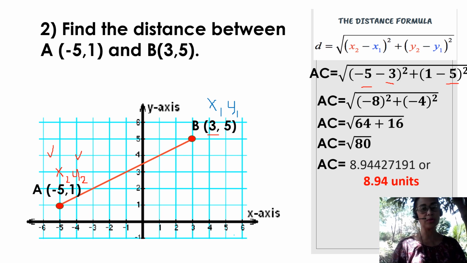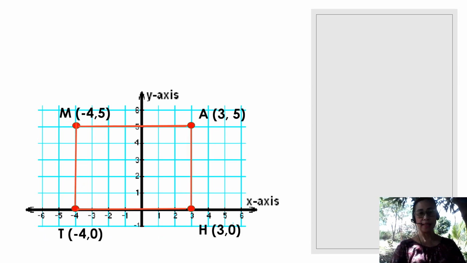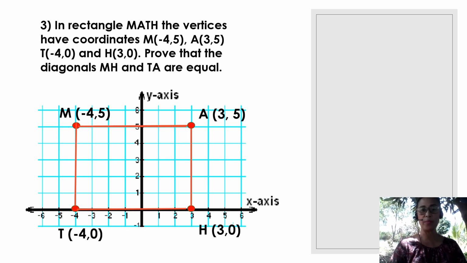Now let us move on to the last example. The last example is actually proving a geometric property about the diagonals of a rectangle, which states that the diagonals of a rectangle are always congruent. So number 3: in rectangle MATH, the vertices have coordinates M(-4, 5), A(3, 5), T(-4, 0), and H(3, 0). Prove that the diagonals MH and TA are equal.